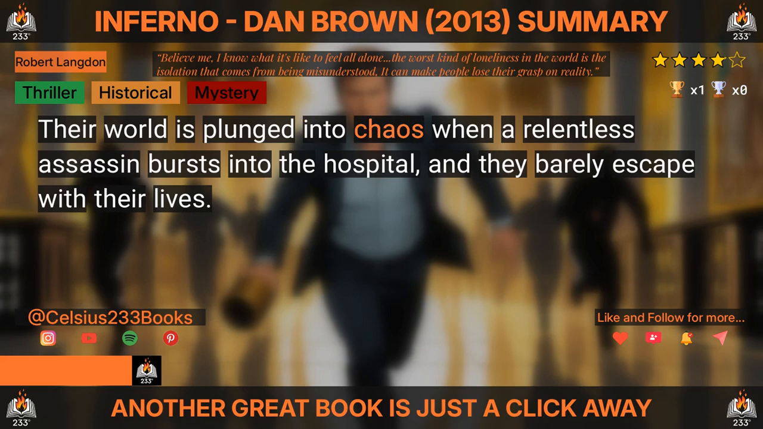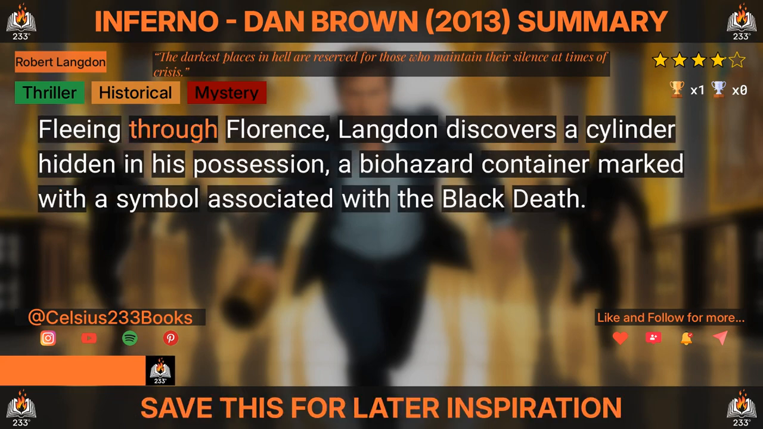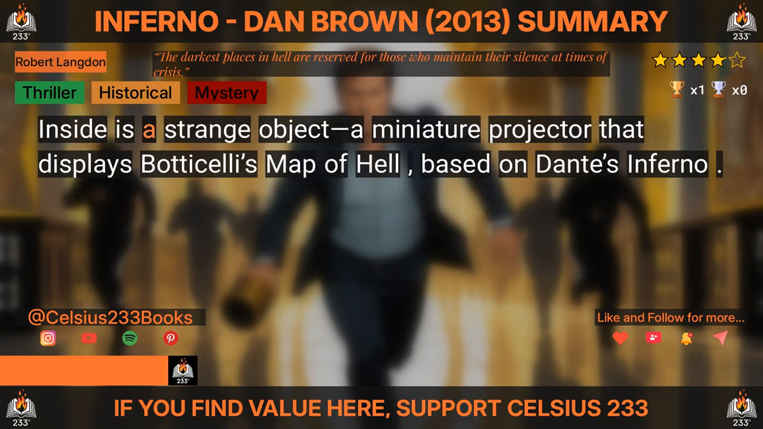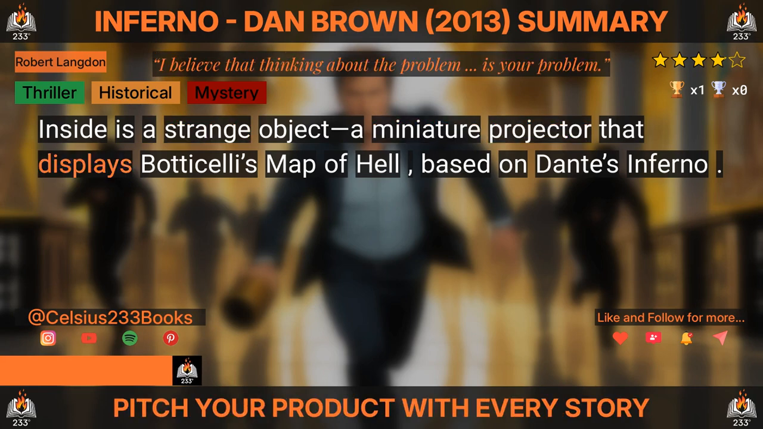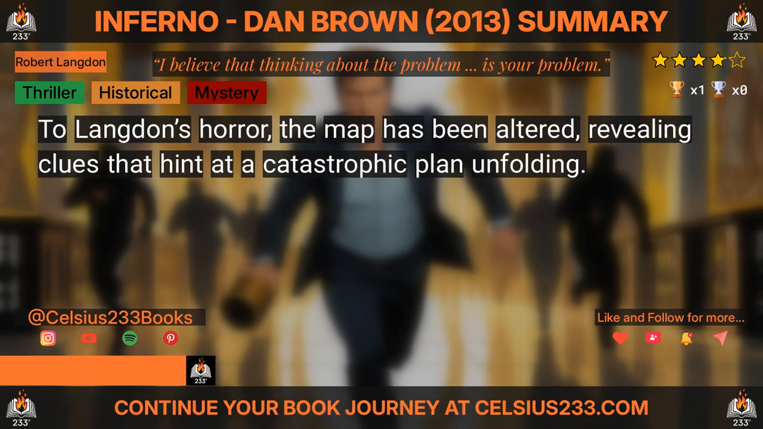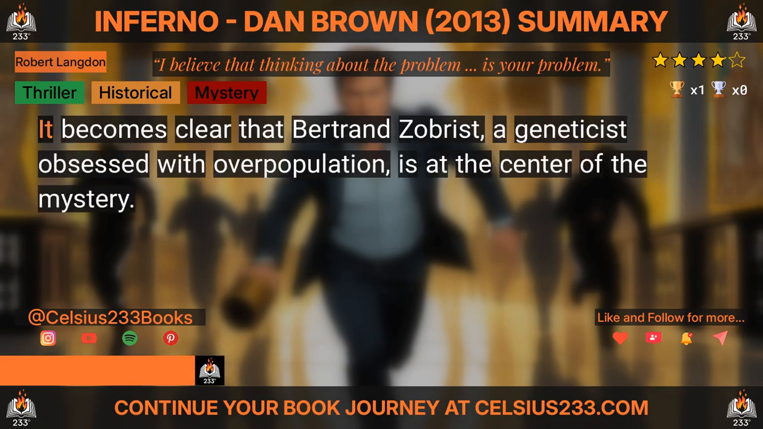Their world is plunged into chaos when a relentless assassin bursts into the hospital, and they barely escape with their lives. Fleeing through Florence, Langdon discovers a cylinder hidden in his possession, a biohazard container marked with a symbol associated with the Black Death. Inside is a strange object, a miniature projector that displays Botticelli's map of hell based on Dante's Inferno. To Langdon's horror, the map has been altered, revealing clues that hint at a catastrophic plan unfolding.